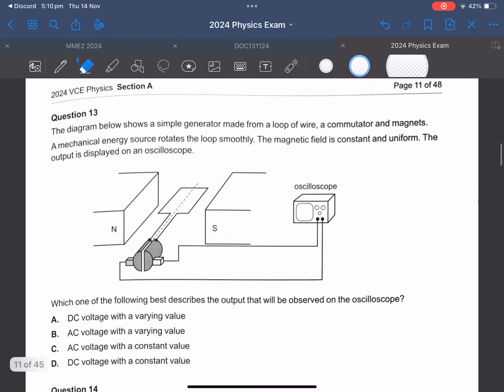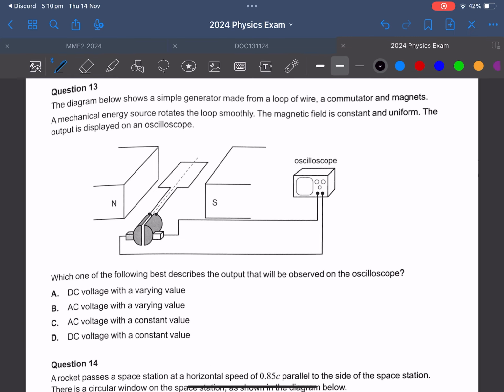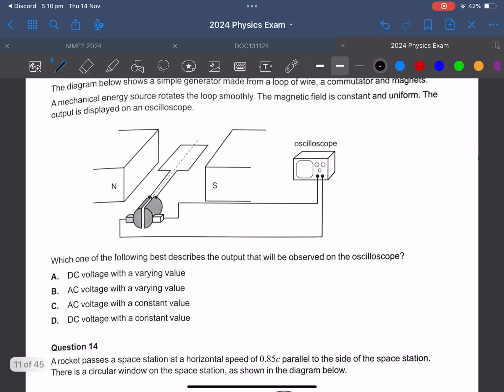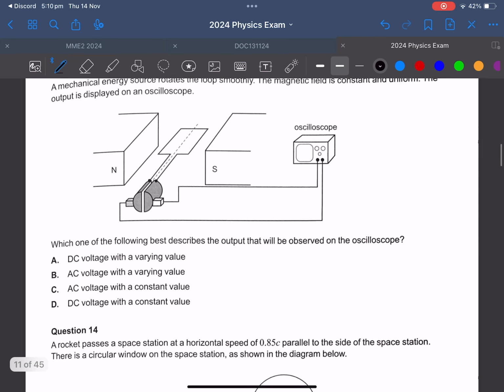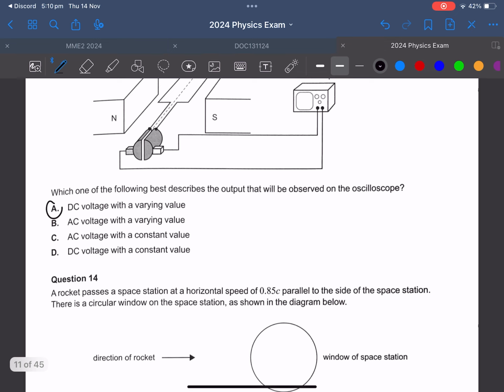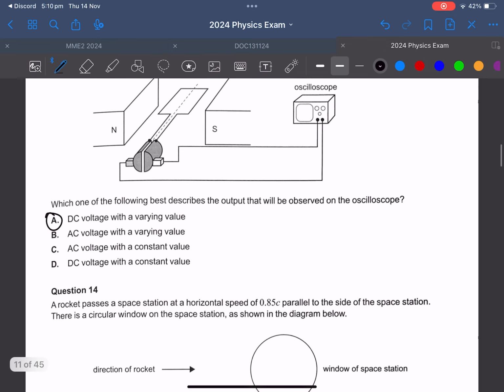So moving on to question number 13. The diagram below shows a simple generator made from a loop of wire, a commutator, and magnets. A mechanical energy source rotates the loop smoothly. The magnetic field is constant and uniform. The output is displayed on an oscilloscope. Okay, which one of the following best describes the output that will be observed by the oscilloscope? It would just be A, DC voltage with a varying value.